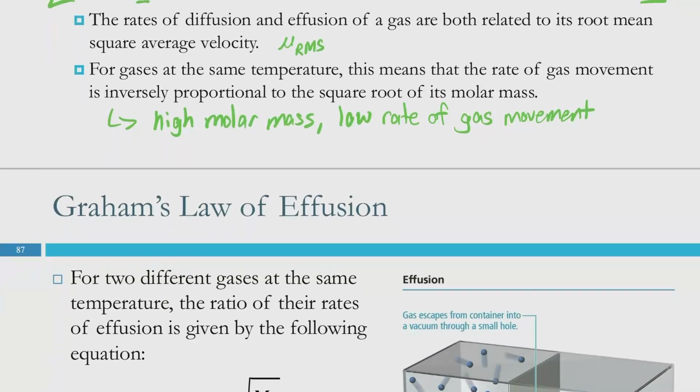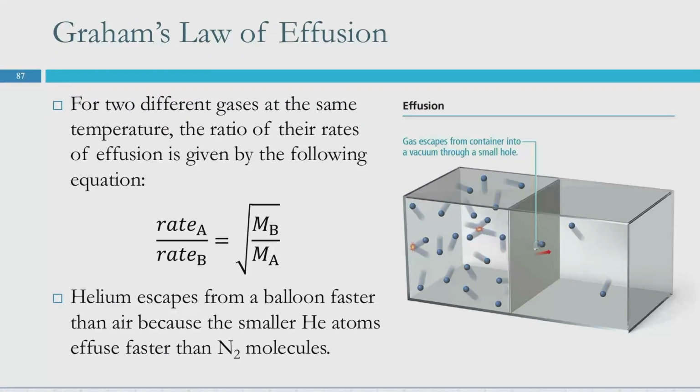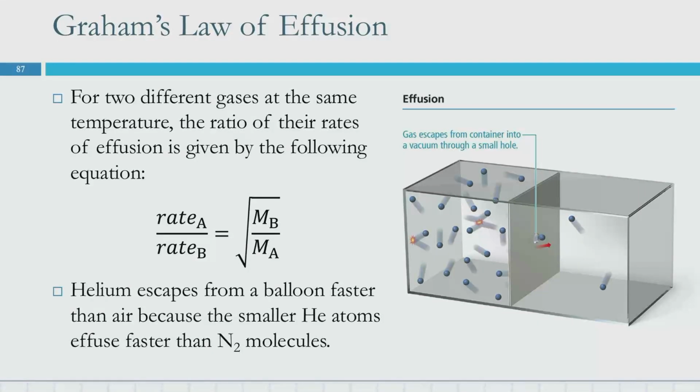Okay, so Graham's law of effusion. This is that scenario that I was describing to you. We can do calculations with Graham's law of effusion. So we've got a box here on the left where we've got gas particles. We've got a box here on the right where initially we have a vacuum. There's no particles in here. There's no pressure. And we've got a little hole that the gas can escape through.